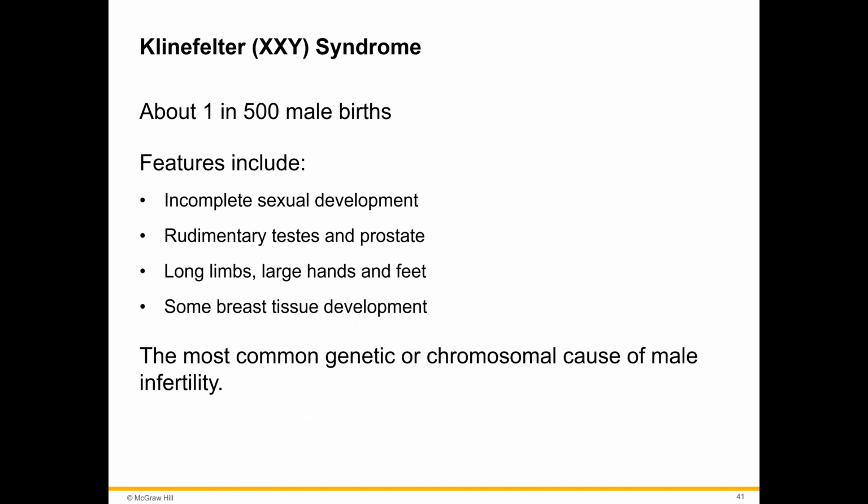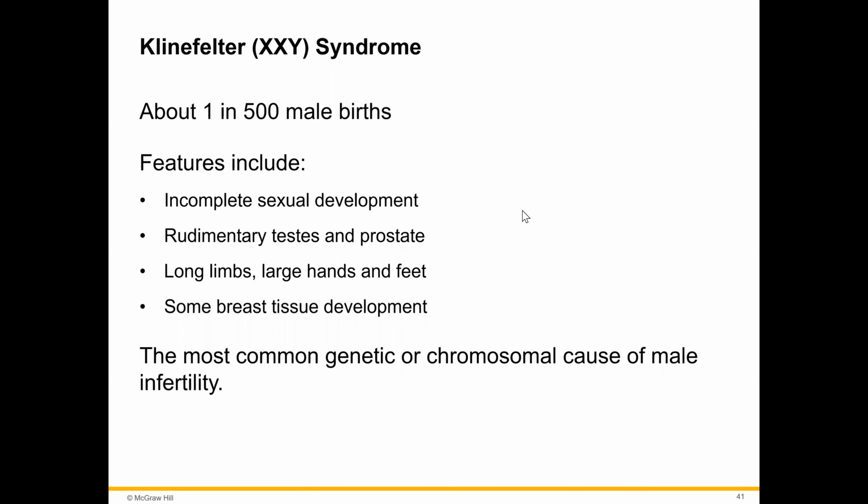Klinefelter syndrome, and the karyotype is XXY. So you can see a person has an extra X chromosome. So it's a male. It's about 1 in 500 male births, and features will include incomplete sexual development, rudimentary testes and prostate, long limbs, large hands and feet, and some breast tissue might develop as well. It's the most common genetic and chromosomal cause of male infertility.